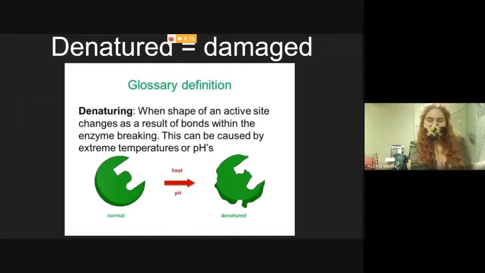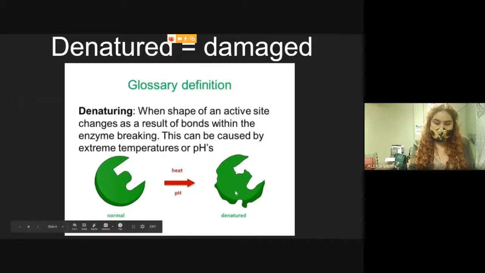Because enzymes are proteins, they can be denatured or damaged. They can change their shape. Sometimes this is bad. When a pH or a temperature change happens that's so extreme, it changes the shape of the enzyme. That enzyme can no longer speed up reactions.